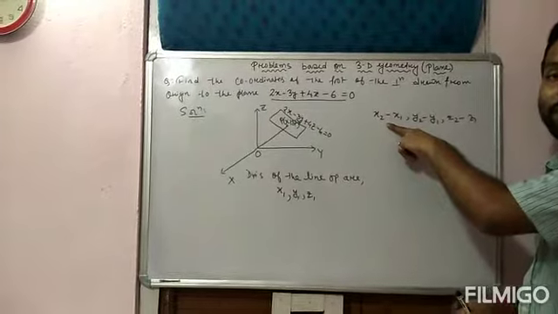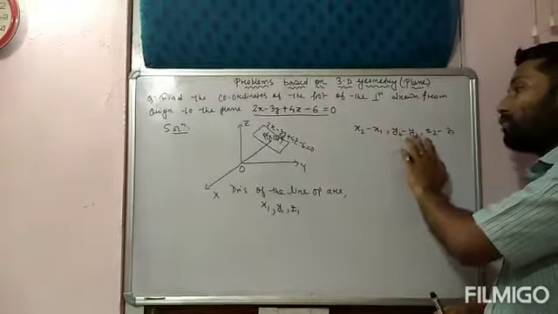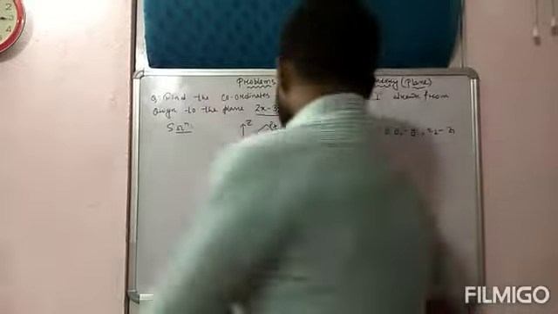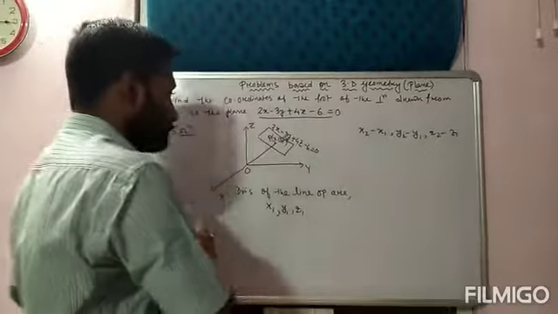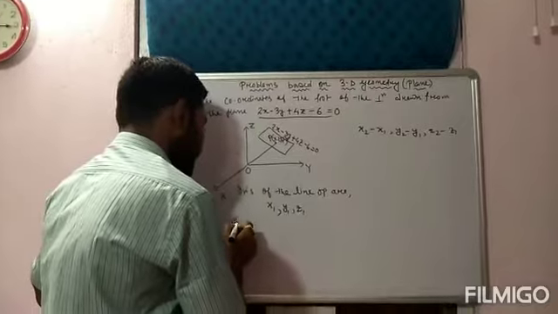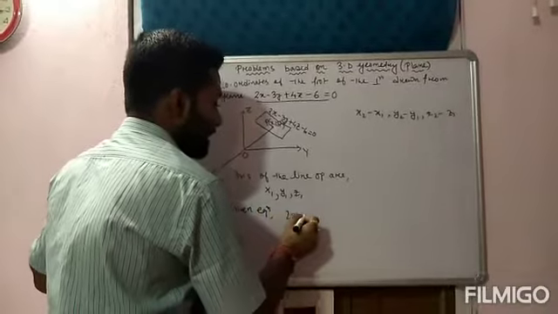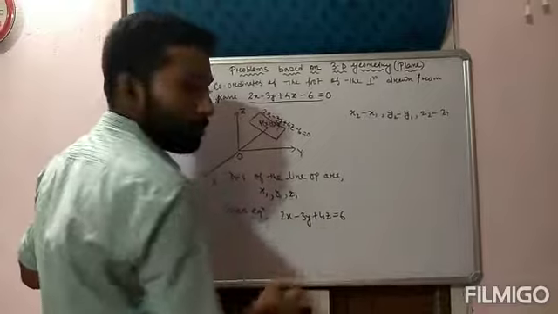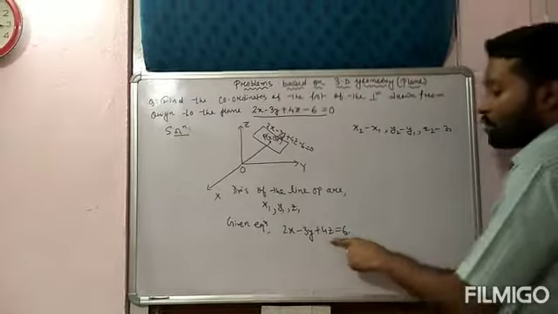We know the direction ratios of a line segment joining the 2 points are x2 minus x1, y2 minus y1, z2 minus z1. Right? So why we need to find the direction ratios? I will come to that point. Okay? So here the given equation of the plane is 2x minus 3y plus 4z is equal to 6 also we can write. Yes, the given equation can be written as 2x minus 3y plus 4z equal to 6.